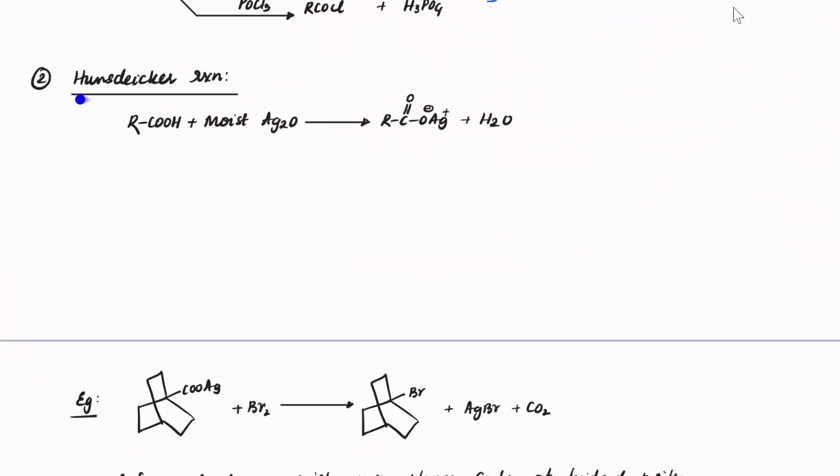Next, the Hunsdiecker-Borodin reaction. The Hunsdiecker-Borodin reaction is again a step down reaction where we are trying to remove the CO2 group from the acid and connect this R with a halogen to make it into an alkyl halide. So let me write the overall reaction. First, when you take acid and react with moist Ag2O, moist Ag2O is a base. So OH minus will take away this H plus, and the RCOO minus which is there will club with Ag plus and form a precipitate here.